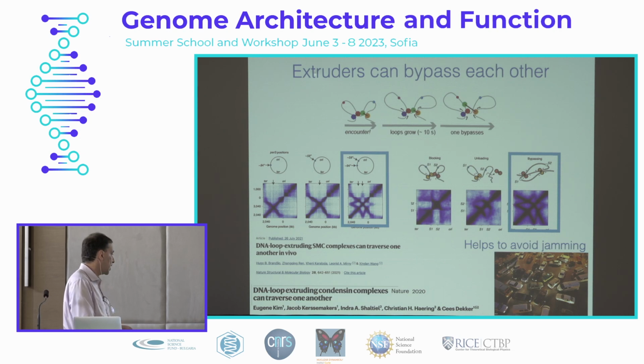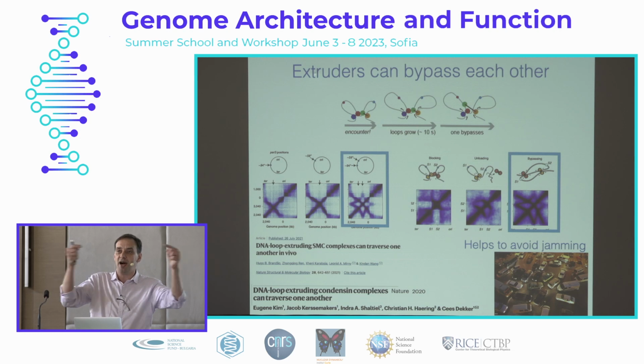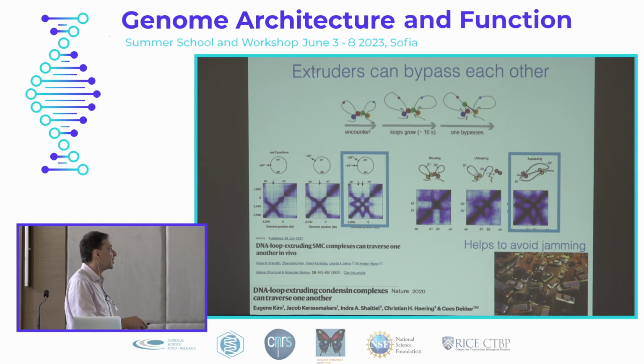And we tried many models to reproduce this, and the only one that worked was basically the mechanism that was described by this paper by Cees Dekker and Eugene Kim, where they observed that two condensin molecules can bypass each other while they're extruding. And we said, what if these bacterial condensins can also bypass each other?